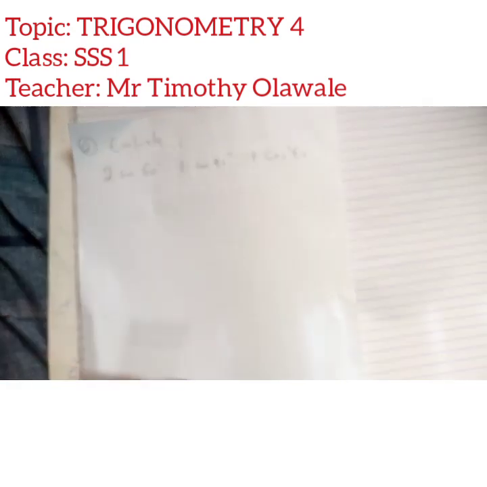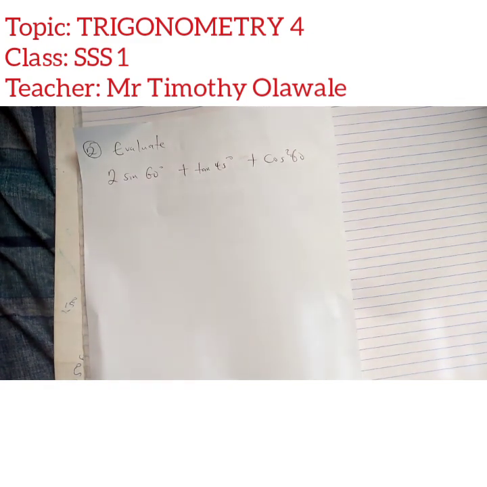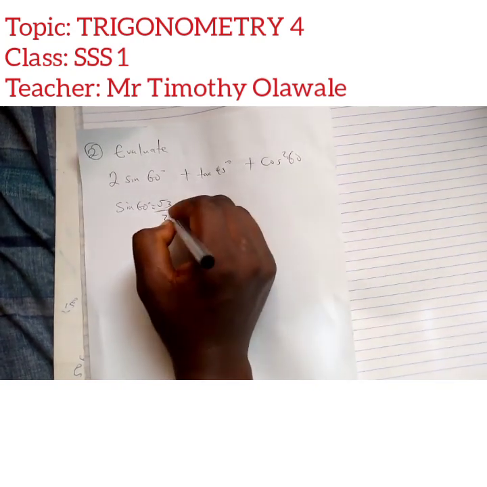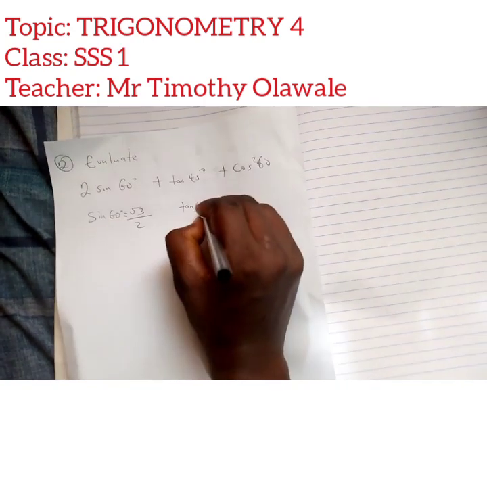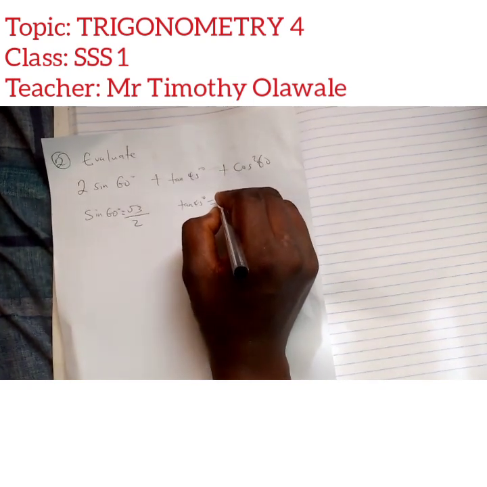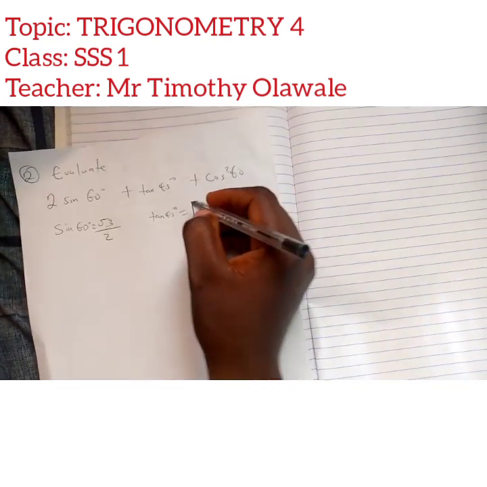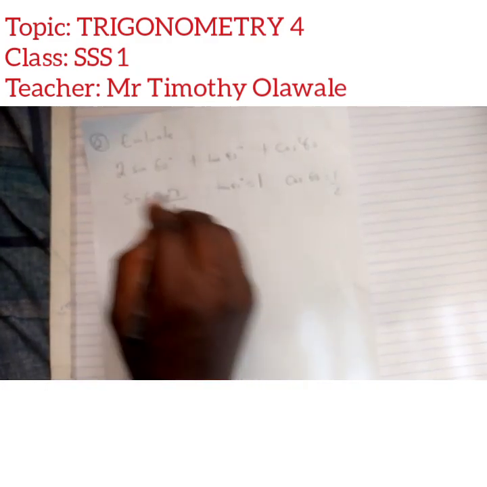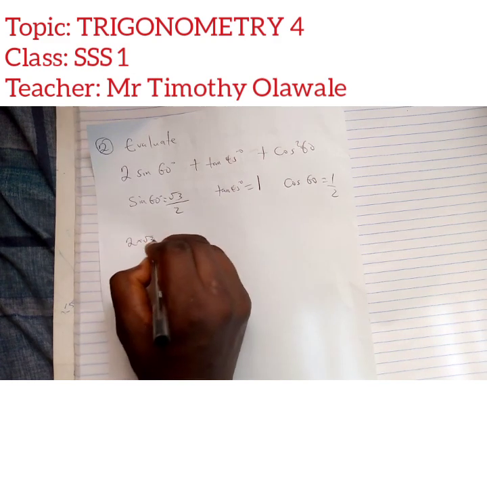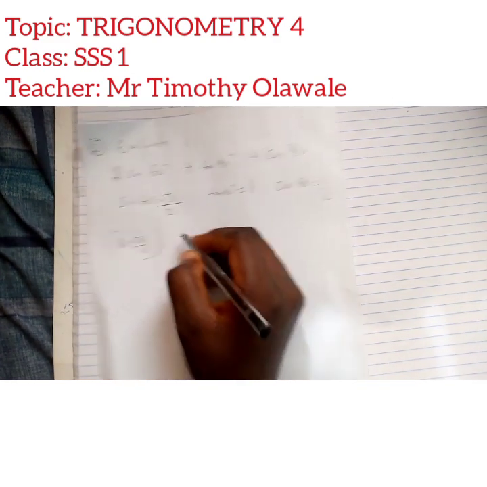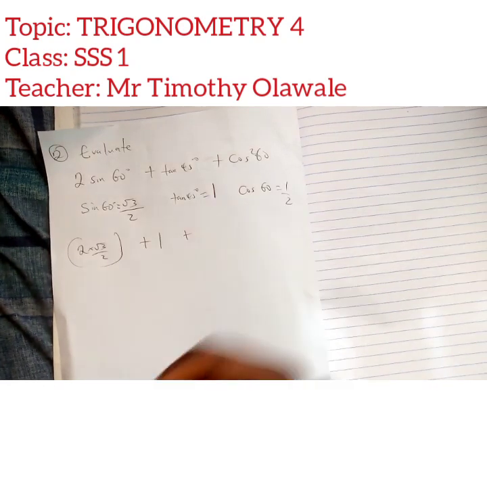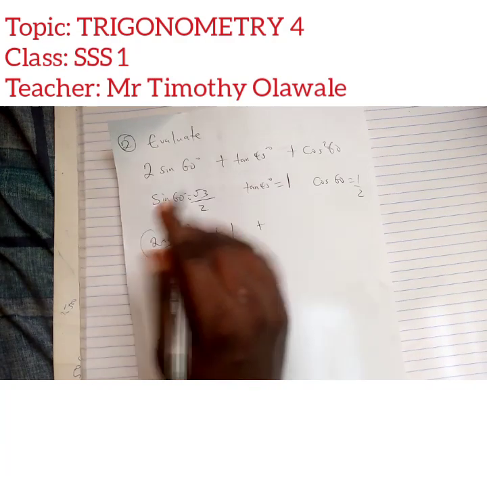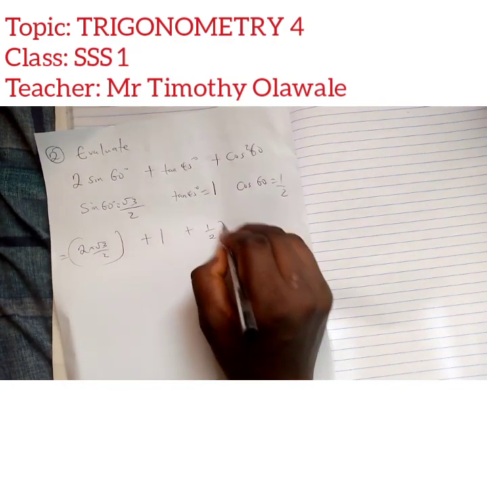Okay, now we know that from the special angles, sin 60 is root 3 over 2. Are you with me? Tan 45 is 1, right? And cos 60 is 1 over 2. So 2 sin 60 will be 2 times root 3 over 2, plus 1, plus cos square 60, which means cos 60 all squared. Are you with me? That will be 1 over 2 all squared.